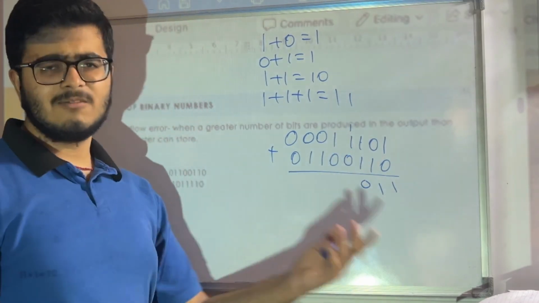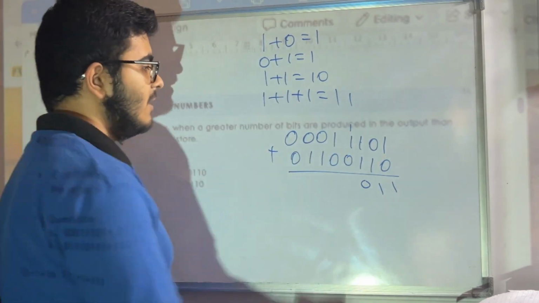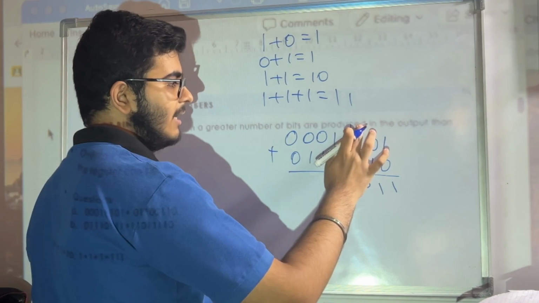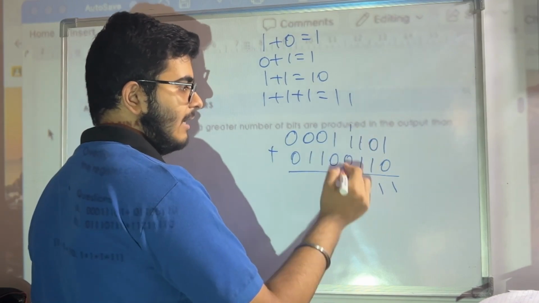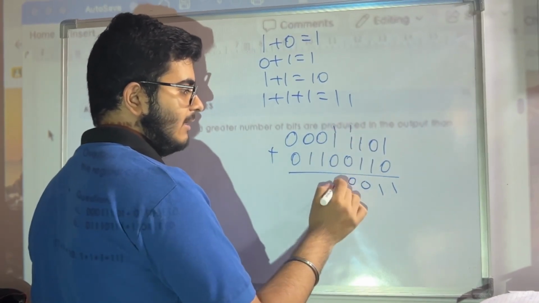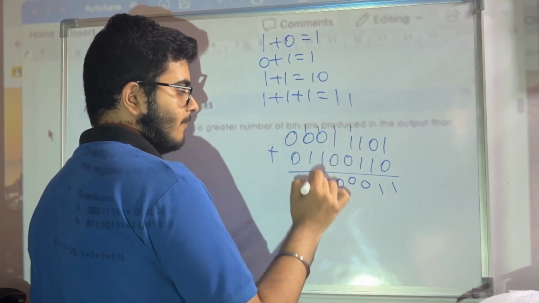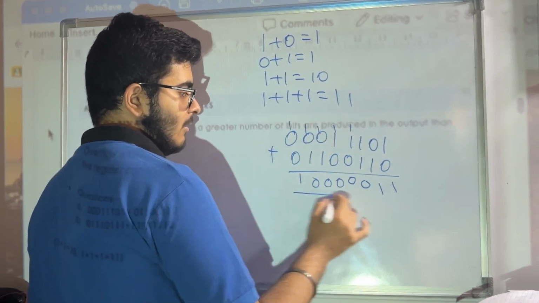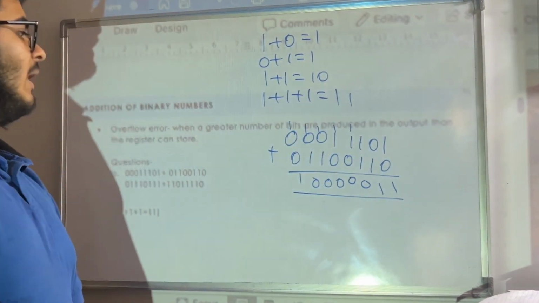This is simple maths. In simple maths also we carry over numbers, right? So 1 plus 1 is 10, I'll take 1 carryover. 1 plus 1 is again 10, I'll take 1 as a carryover. 1 plus 1 is again 10, right? This is your answer, right?